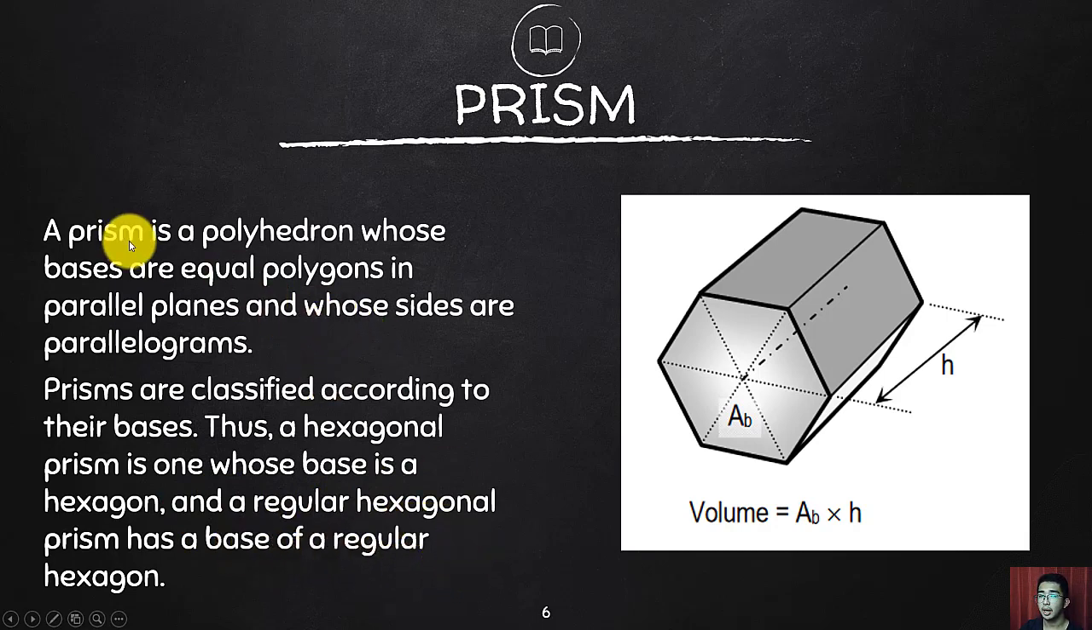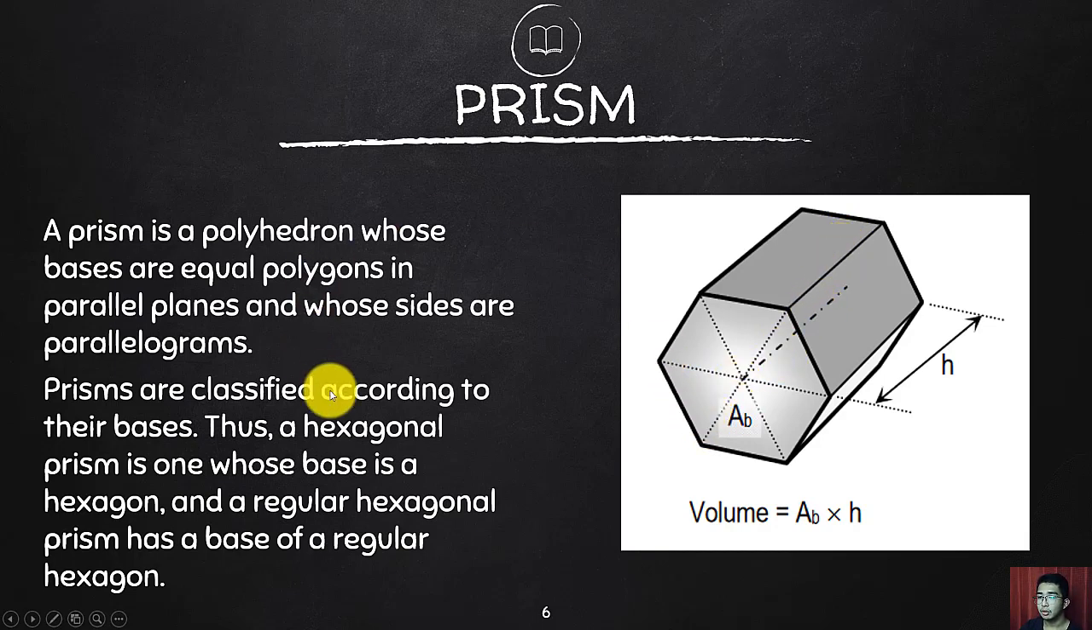Take note, a prism has bases that are equal polygons in parallel planes, and whose sides are parallelograms. It's as if you have a hexagon and you pulled it so that it gains a height or a thickness. On the opposite side of this figure is also another hexagon. Prisms are defined by their bases. The base of this prism is a hexagon, therefore it's called a hexagonal prism. If this was a rectangle, it's called a rectangular prism or a rectangular parallelepiped, but we'll get to that later.